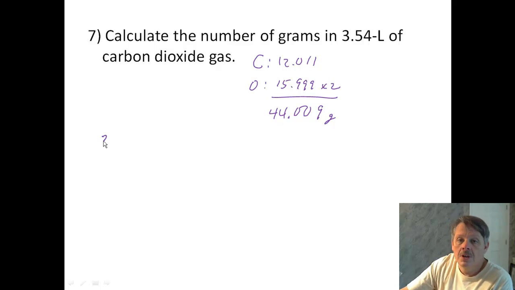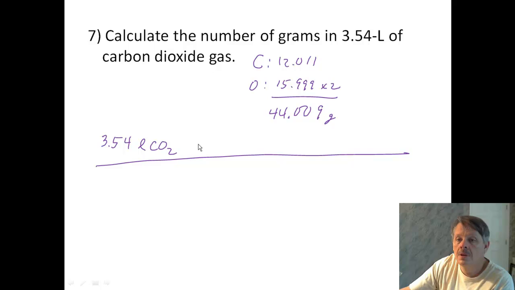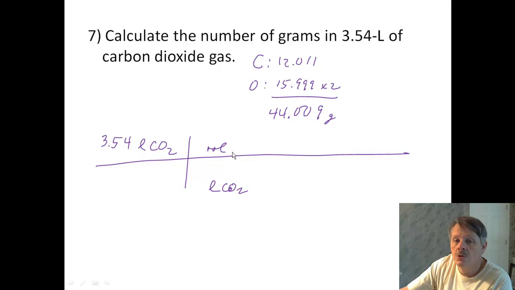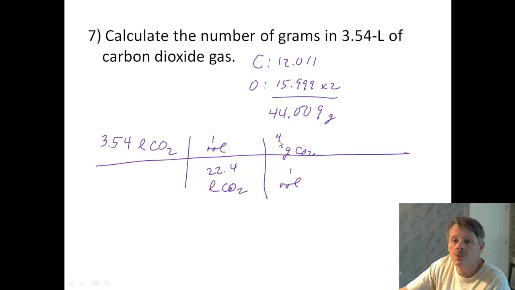All right, so I'm starting with 3.54 liters of carbon dioxide gas. We're going to get rid of liters of carbon dioxide gas and go to moles. And then from moles, we're going to go to grams of carbon dioxide gas, which is the thing we want. I know that there are 22.4 liters in 1 mole. And 1 mole, when I go to grams, according to what we just figured out, is 44.009 grams. When I do my math on this problem, I get 6.95 grams of carbon dioxide gas.